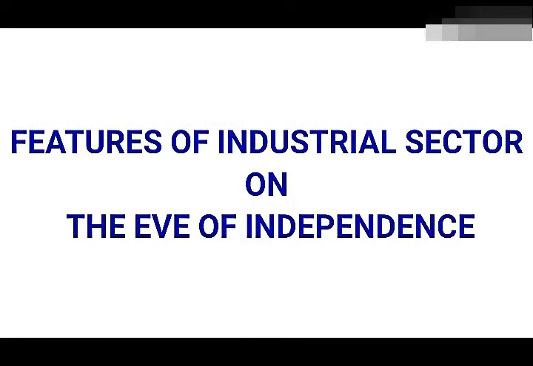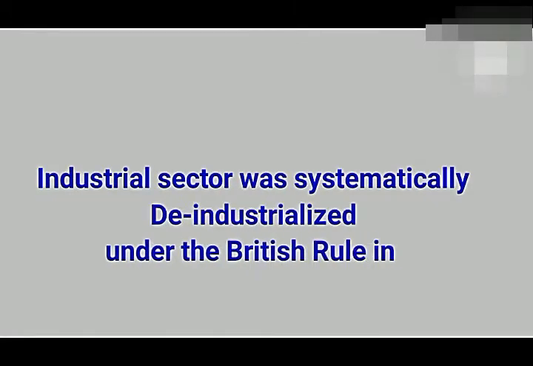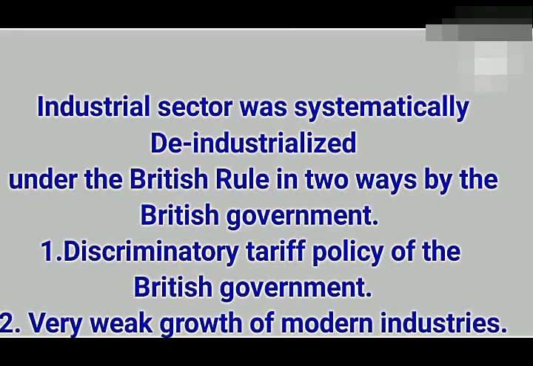Now we are going to study about the features of the industrial sector on the eve of independence. The industrial sector was systematically deindustrialized under the British rule in two ways by the British government. First, the discriminatory tax policies used by the British government and very weak growth of the modern industries in India. These two techniques were used by Britishers to deindustrialize the industries.